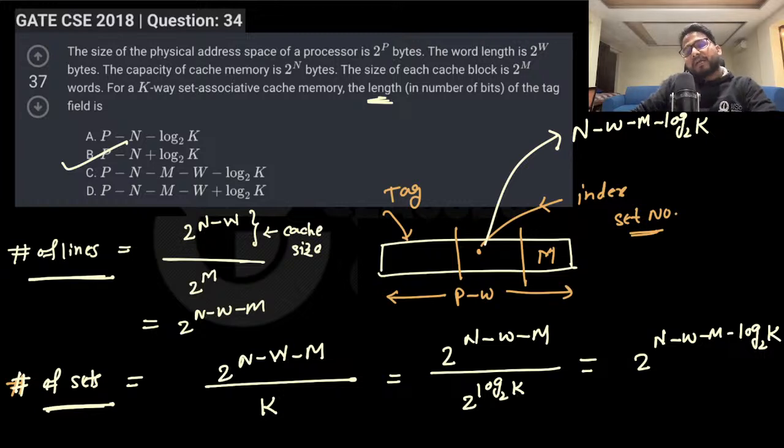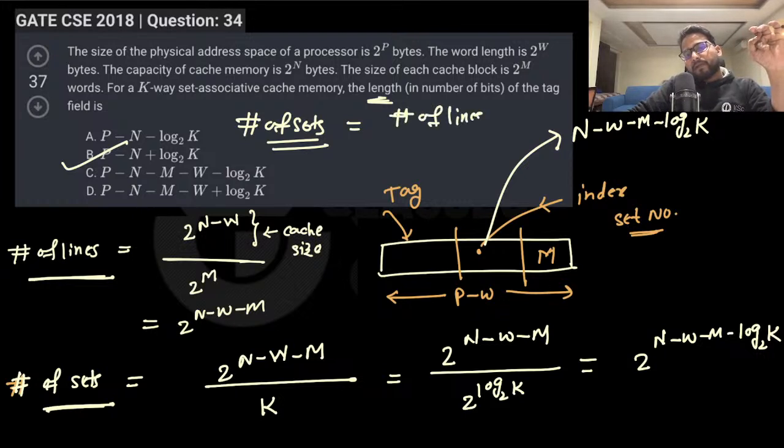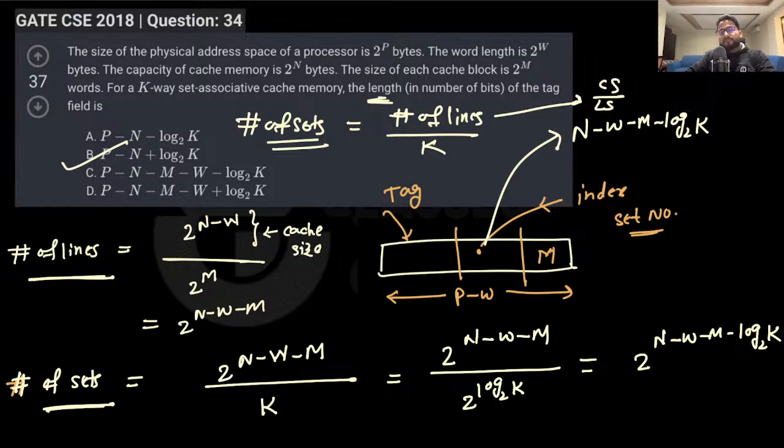In set associative, you find out the number of sets only. Once you find out the number of lines, the number of sets will be easy. It is the number of lines divided by the set associativity. How to find out the number of lines? It is whatever your cache size is divided by line size. That's how you find the number of lines. Is this okay to everyone?